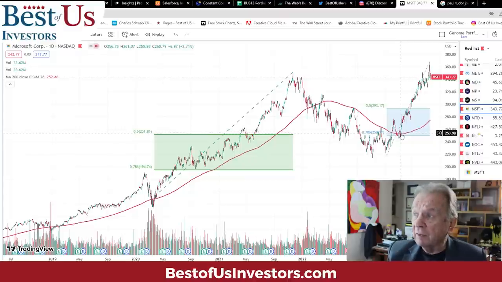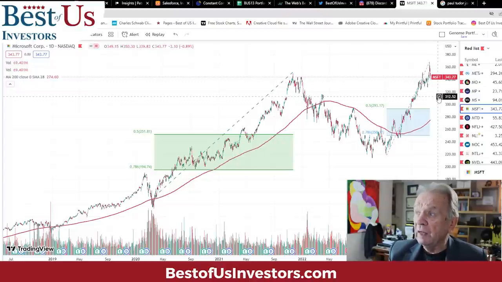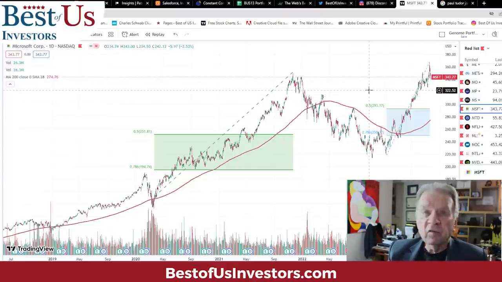But then again, we buy back in at 253, and that's where we are right now. We bought in at 253, and it's currently selling at 342. Okay, so what do we do?